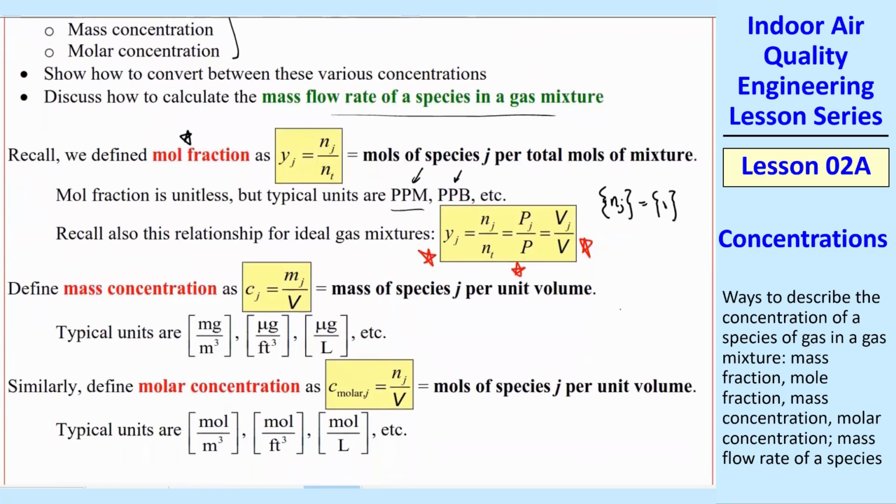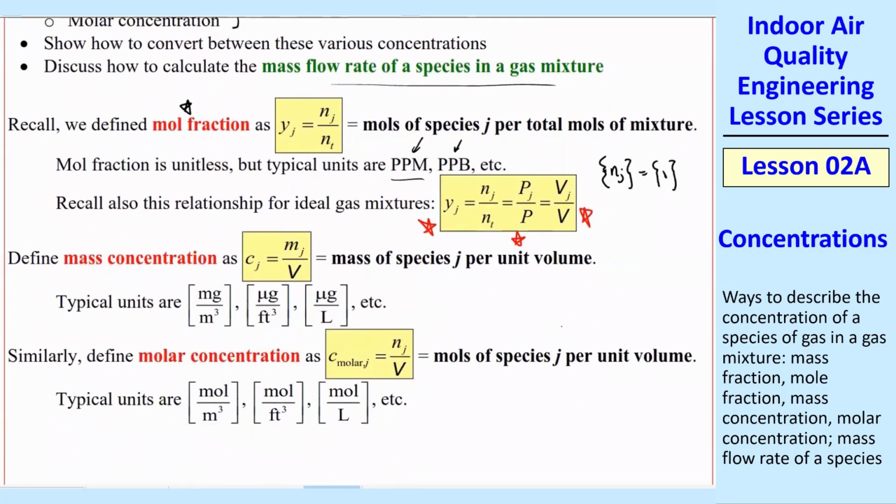So now let's define mass concentration. This is kind of like a density, mass over volume, except it's the mass of species J per unit volume, not the total mass like you're used to. Like density of air in a tank would be the whole air, everything in the tank divided by the volume. This is just of species J.